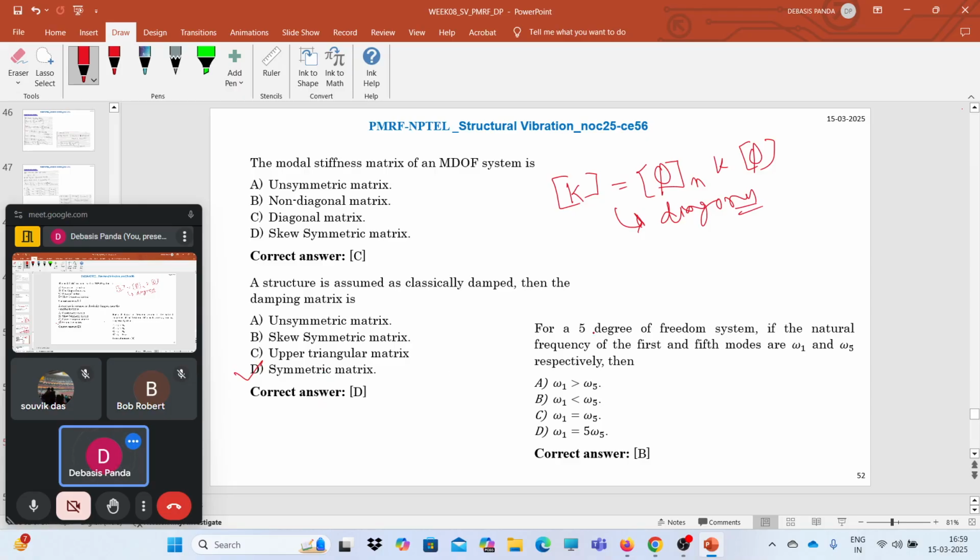Symmetric matrix, right? Now, for a 5 degree of freedom system, if the natural frequencies of the first and fifth mode are omega 1 and omega 5 respectively, then what will happen? Omega 1, omega 2, omega 3. Obviously, omega 1 is less than omega 2, less than omega 3, less than omega 4. So, obviously, B will be the correct answer, right?